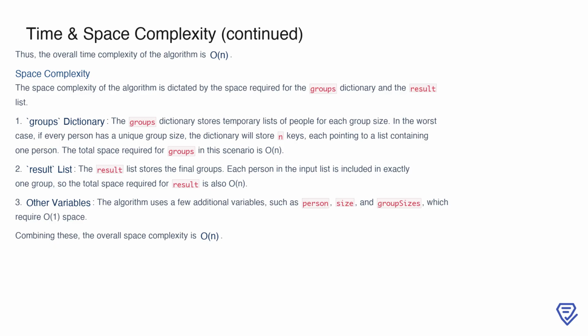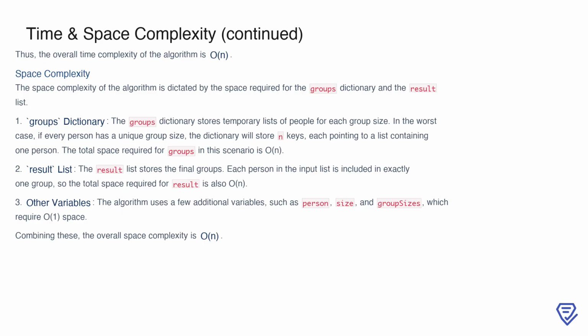Let's now examine the space complexity. The space usage is determined by the storage requirements of the groups dictionary and the result list. The groups dictionary is used to store temporary lists of people for each group size. In the worst-case scenario, where every person has a unique group size, the dictionary would store n keys, each pointing to a list with a single person. This results in a space usage of O(n) for groups.